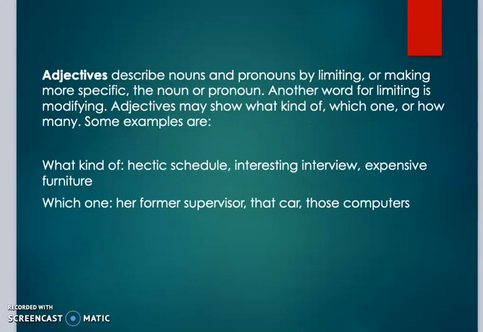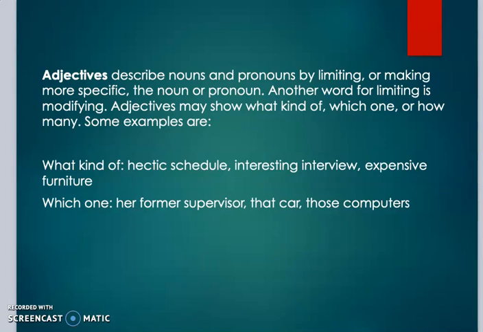Adjectives describe nouns and pronouns by limiting or making more specific the noun or pronoun. Another word for limiting is modifying. Let's talk about it a little bit. What kind of hectic schedule? A hectic schedule would be something you would say in regards to your day potentially. Hectic would be your adjective. Interesting interview: interesting would be your adjective. Expensive furniture: expensive, of course, adjective. Crazy animal: crazy would be your adjective.